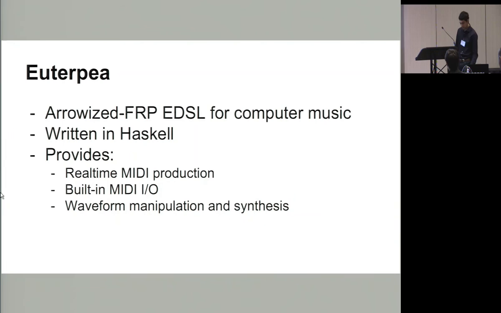So to that end, we've built Utopia. Utopia is a descendant of Haskell. This is work that Paul Hudak had been taking the lead on. It's been a project in the works for many years. And it's an arrowized FRP system. It's an embedded domain-specific language in Haskell. So far, we have real-time MIDI production, so you can do lots of interesting computation with that. We have some nice built-in MIDI I/O that's all built into Haskell. We can do waveform manipulation and synthesis. We're still working on making that waveform stuff real-time. We're not quite there, but this work that we're presenting today is one step closer to that.